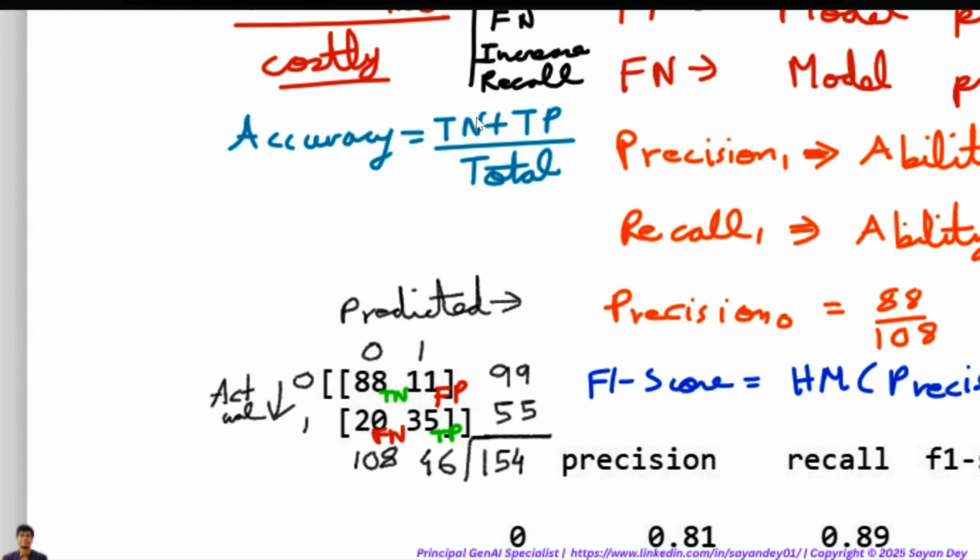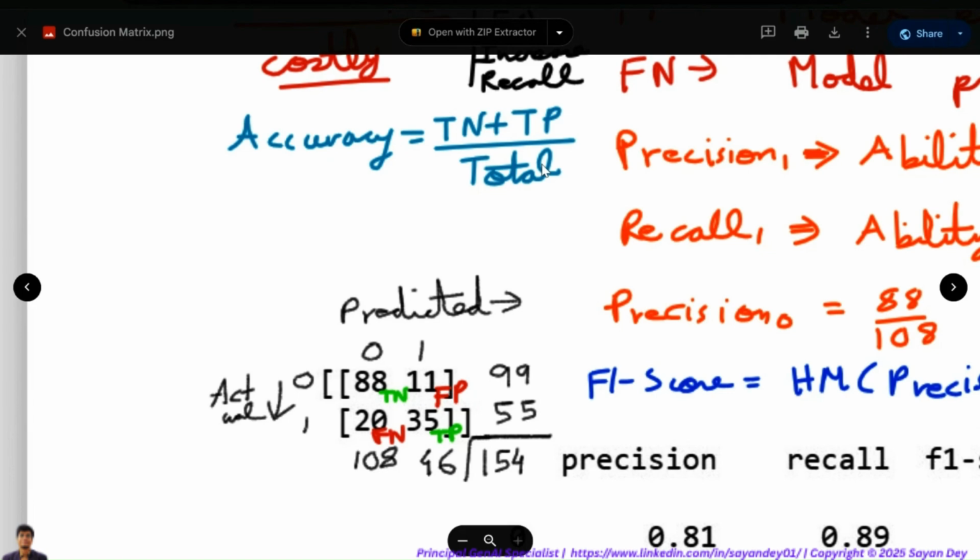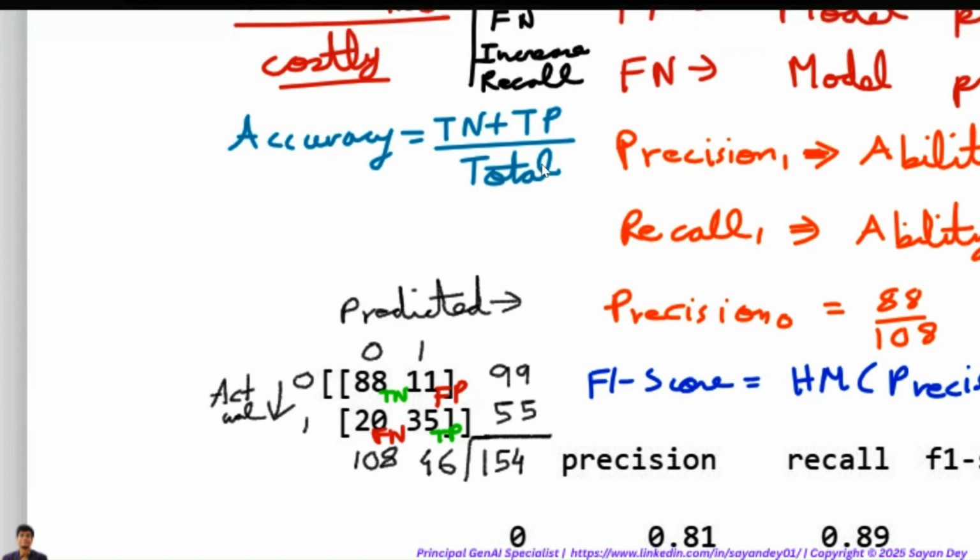So far we were working with just accuracy. Accuracy was basic. Accuracy was giving us an overall picture, like, hey, on an average, how accurate is the model? So on an average, how good is the model?